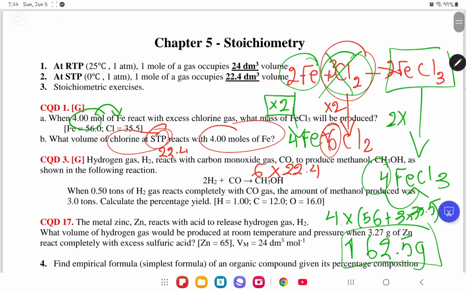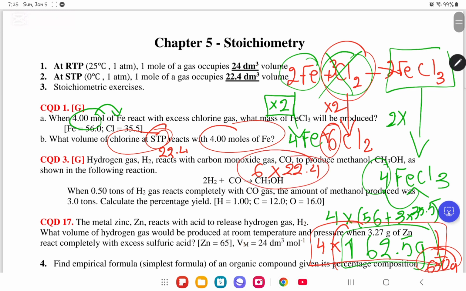Oh, by the way, I forgot to do something important over here. I got 162.5, but then I forgot to multiply it by 4. So please do not forget to multiply it by 4. Here in part A, it's going to be 4 times 162.5, which will give you 650 grams. So please pay attention to this mistake. Don't rush like me. I'm just rushing because I'm a bit late right now. Anyways, we're going to come back to part B.